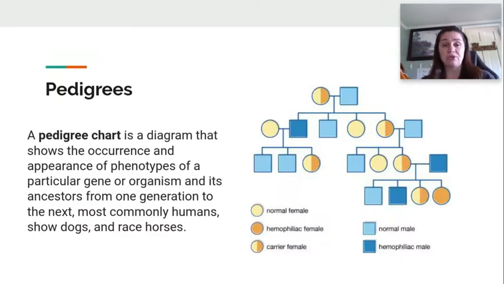Now we'll talk about pedigrees just a little bit and what the difference between a pedigree and a Punnett square is. A pedigree is a chart that shows the occurrence of a phenotype. This would be kind of after the fact. This isn't used to predict the outcome. This is used to look at past generations and where the traits have shown up in the past.